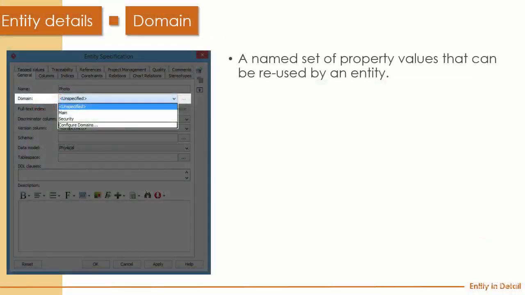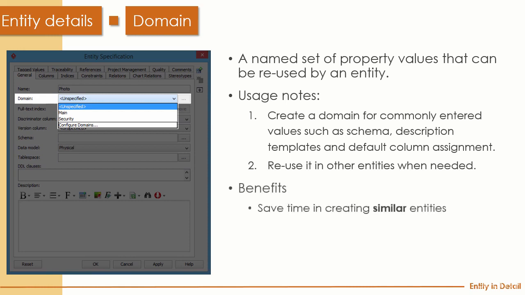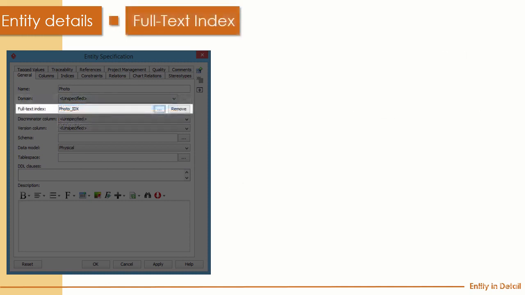Okay, let's come back to the slide. The domain is used to maintain a common value or descriptions that you can use in different entities, and reuse in other entities when you need it. I just demonstrated to you. So the benefit is to save time in creating similar entities like log transactions, and another benefit is to keep the data model consistent. Then the second property we look at is a full text index.